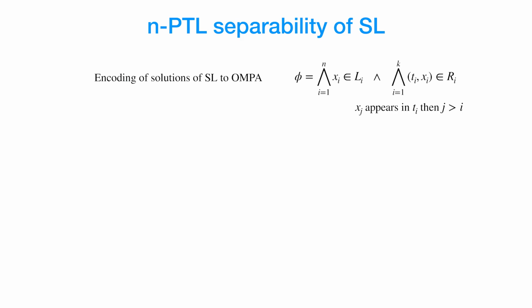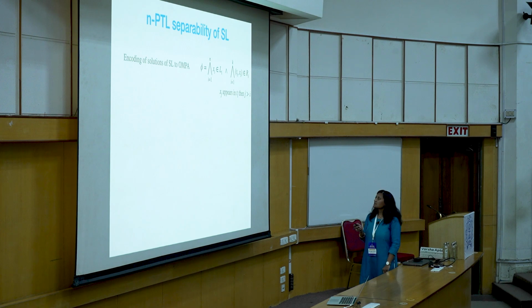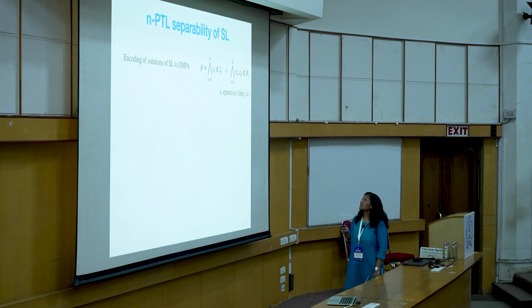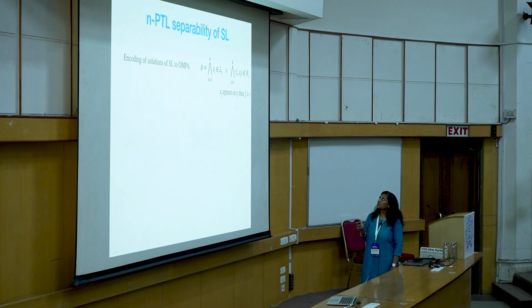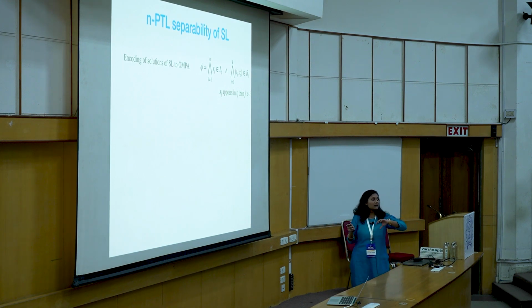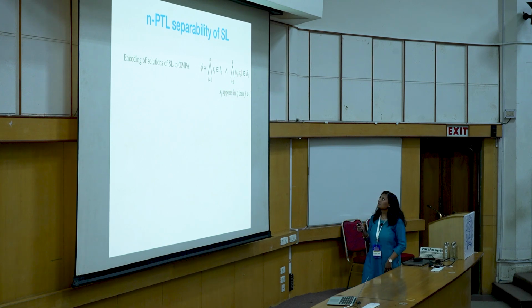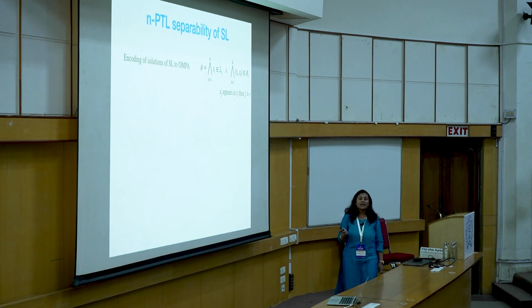So I'll quickly go through this encoding. It's interesting to understand this. So suppose the constraint's general structure is like this. It's a conjunction of membership constraints as well as a conjunction of relational constraints. So let's say xi is our variable, ti our term, and straight line fragment has this restriction that if xj appears in ti, then j is greater than i. So dependency is over higher index variables only. So xi is the output here, ti is the input. So xi is dependent on variables which are higher than it.